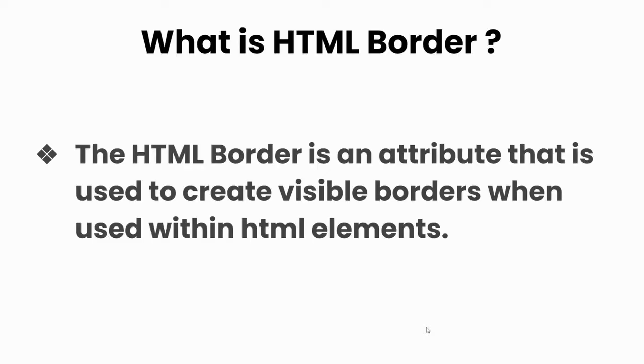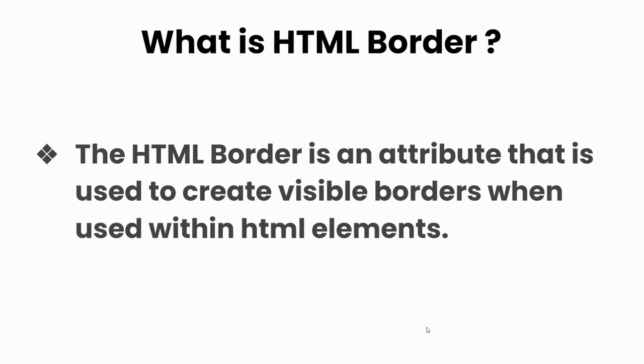So yeah, the first section, HTML borders. What is HTML border? The HTML border is an attribute that is used to create visible lines when used within HTML elements. From what we've been learning so far with HTML elements, the heading tags, the paragraph tags, each of these tags can actually have a border around the text, that means when rendered on the browser. And so the border attribute is what makes that happen.